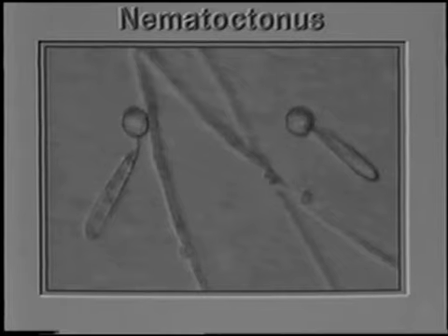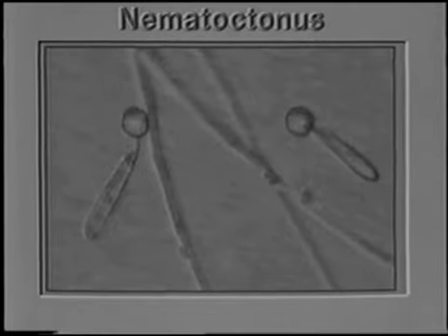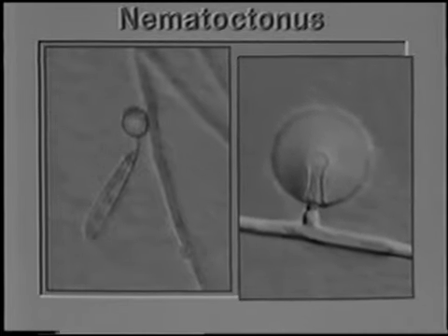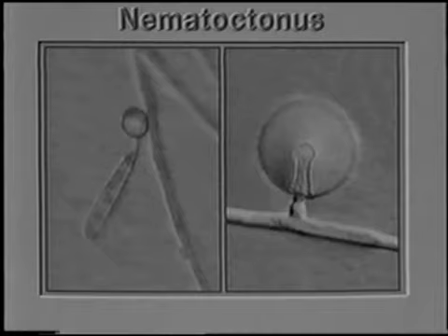The genus Nematoctonus uses two infection strategies. Some species produce adhesive spores, like the endoparasitic fungi. Others form adhesive traps on their hyphae, like the nematode-trapping fungi. And therefore, Nematoctonus links the two types.